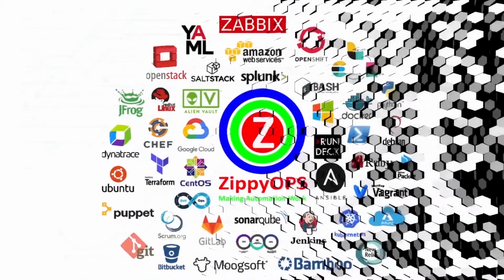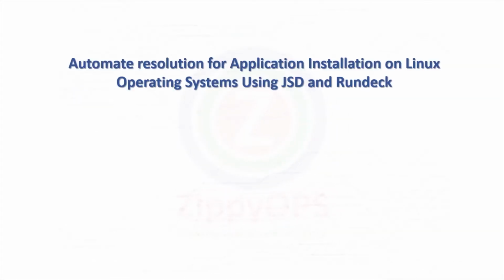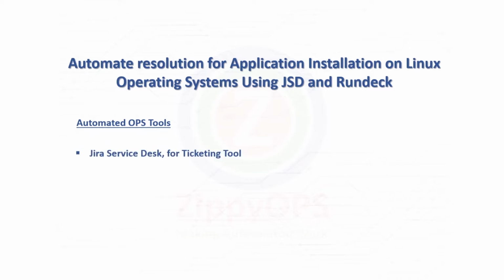Hi, welcome to Automate Resolution for Application Installation on Linux Operating System using Jira and Rundeck. In this video, we are going to demonstrate application installation on Linux Operating System using user requests from the Jira Service Desk and resolution from the Rundeck Runbook Automation tool. The tools which are used for this scenario are Jira Service Desk and Rundeck Runbook Automation tool.